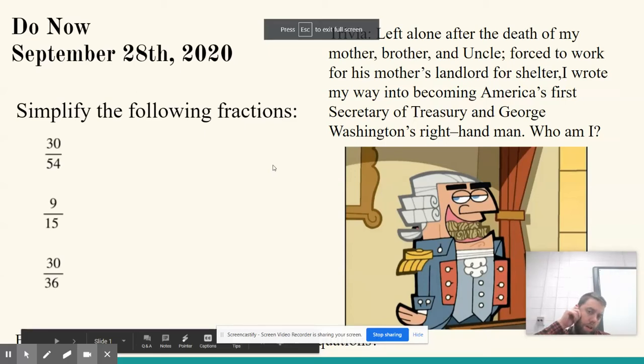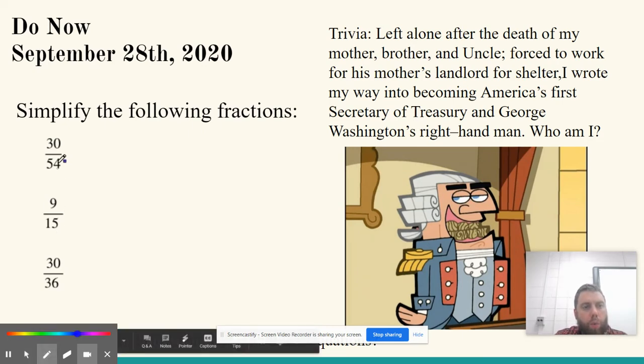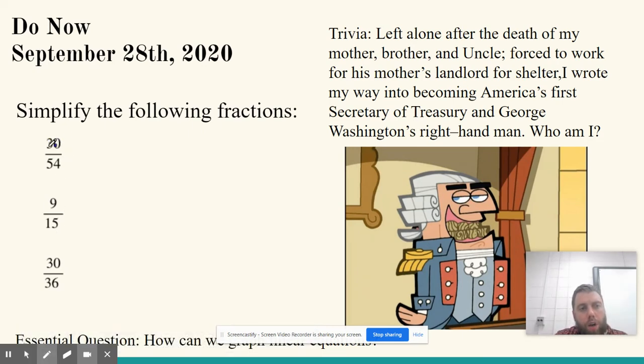Okay, folks, so let's get started today with simplifying fractions. When we simplify fractions, we need to decide what the numerator, that's the top of the fraction, has in common with the denominator. What can be divided into both of these numbers that is the same?